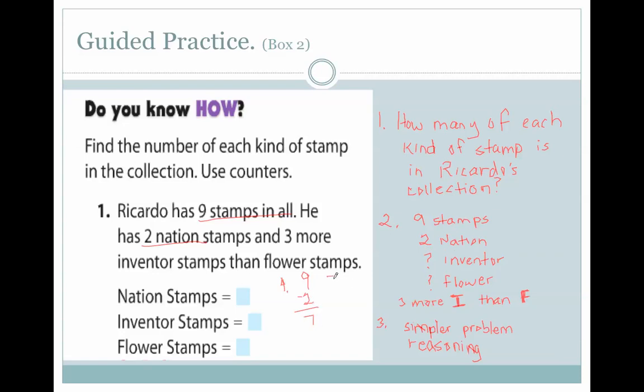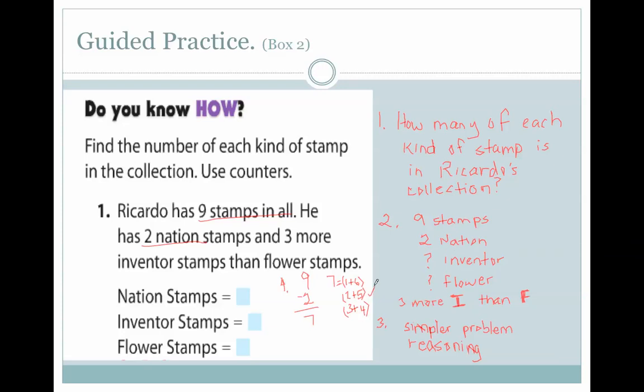So now I need to find all the addition facts that equal 7. I'm going to start with 1. 1 plus 6, 2 plus 5, 3 plus 4, and that's it. Let's see, 1, 2, 3, 4, 5, 6. Okay. Which one of these is 3 more than the other?